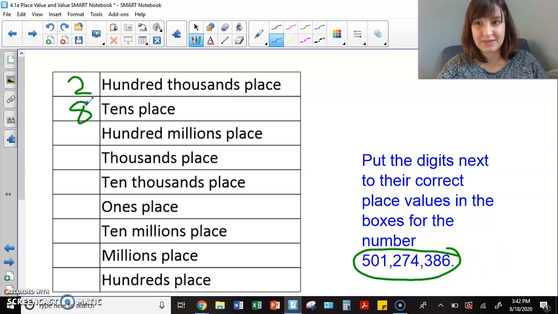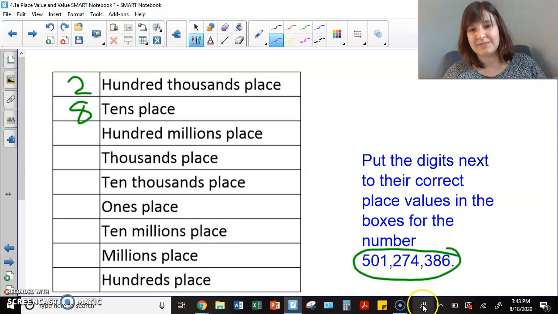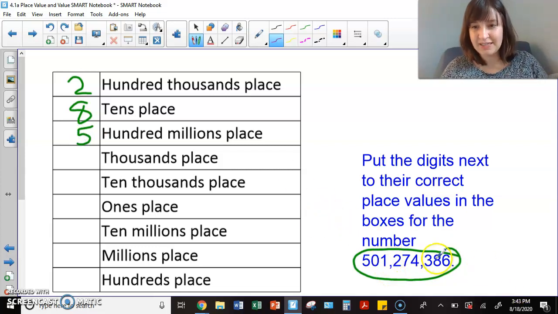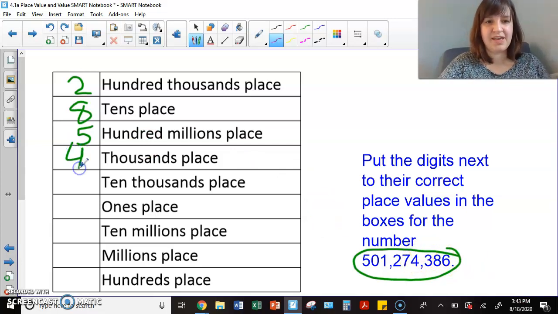The hundred millions place, I know that the hundreds is the furthest to the left. It's 3 places over until I start a new family, a new group of numbers. And so I know the millions is my furthest over here. So I know it's going to be 3 places over from that comma, which is my millions comma. And so the hundred millions place is 5. My thousands place is right here. It's the digit 4. My 10,000s place is 7.